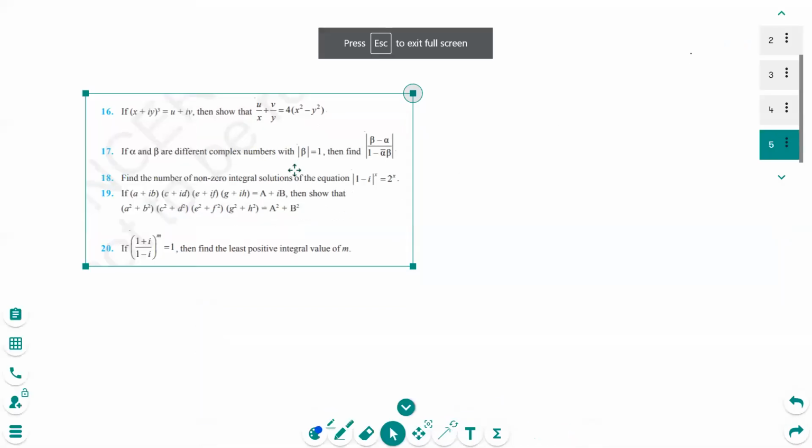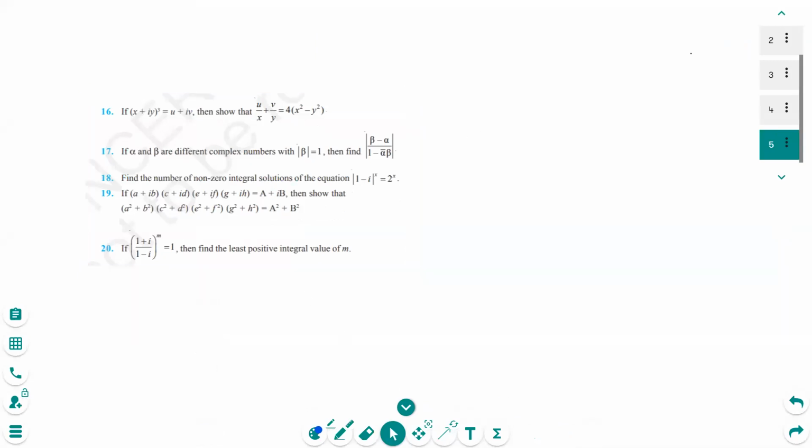Let's start. So we have something like this, right? It is given that 16 is actually easy, but let's discuss it. It looks a bit complicated. So 16 is: if (x plus iota y) cube is u plus iota v, then show that this is equal to this. So this is the given part.